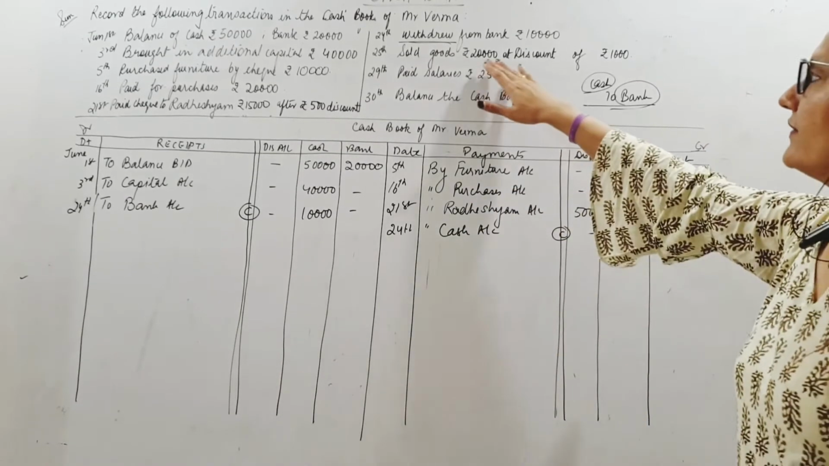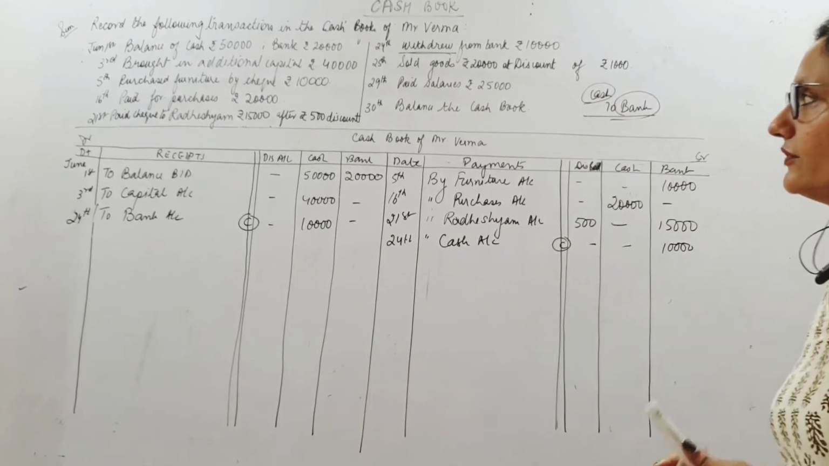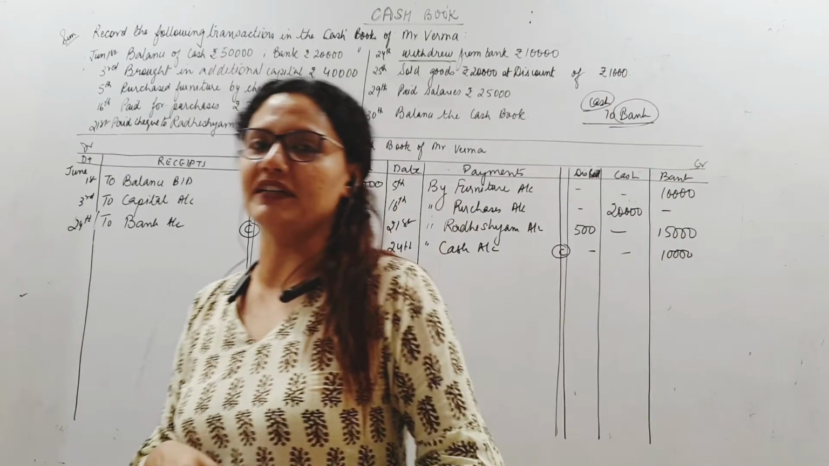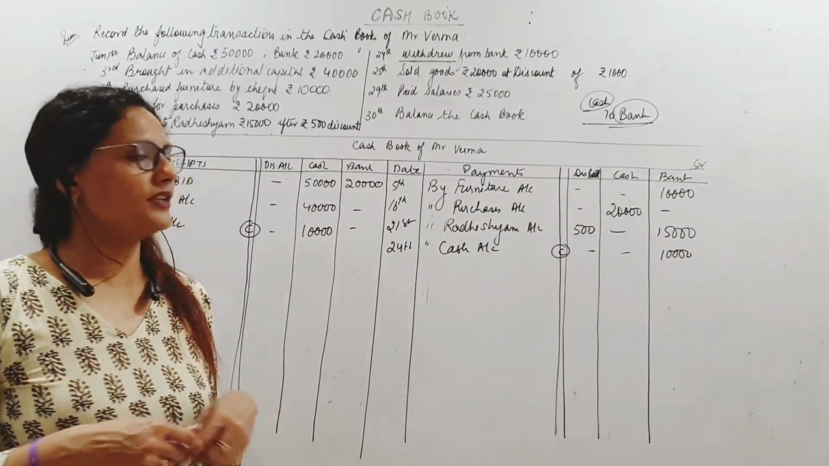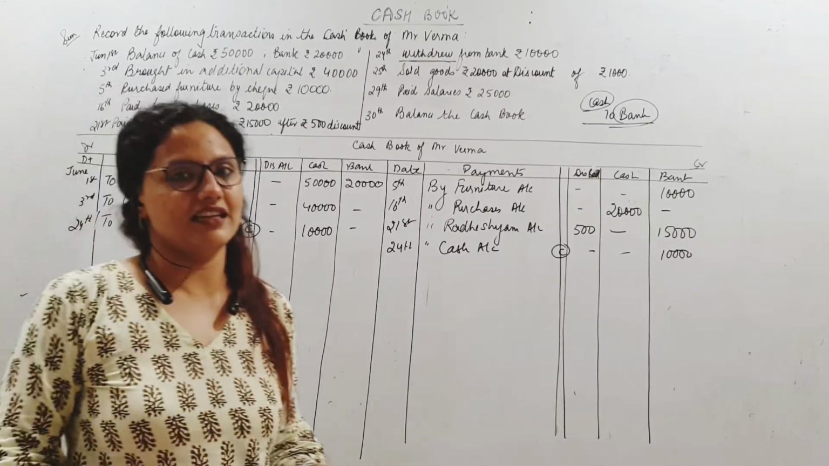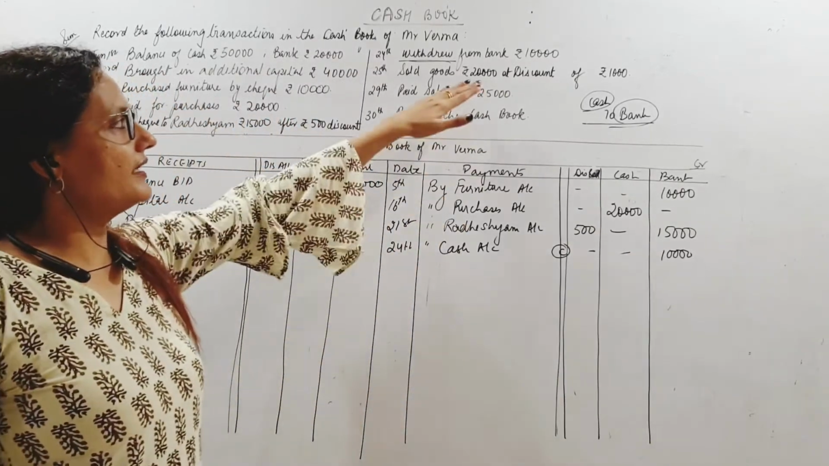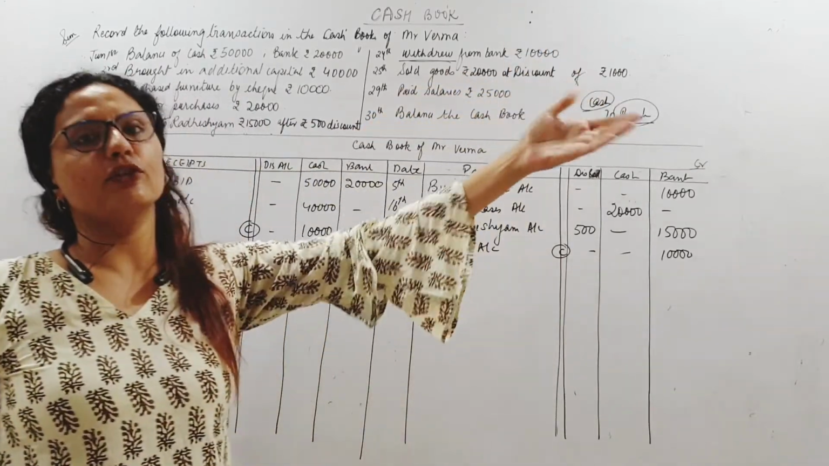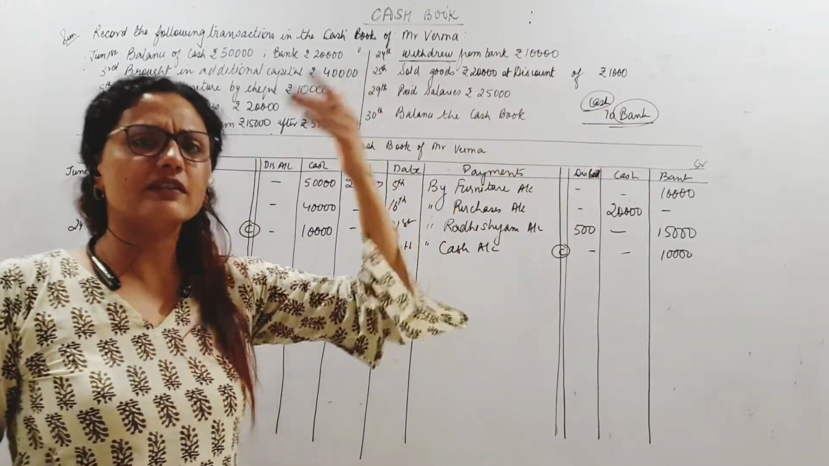Sold goods 20,000 at a discount of 1,000. On the 25th, we are selling goods worth 20,000 but at a discount of 1,000. So what do you think? How much are you receiving by selling goods? Is it 20, 21 or 19? Correct, 19, because the goods were 20,000, but you have sold at a discount of 1,000. Therefore, you are allowing that discount, so you will receive only 19.